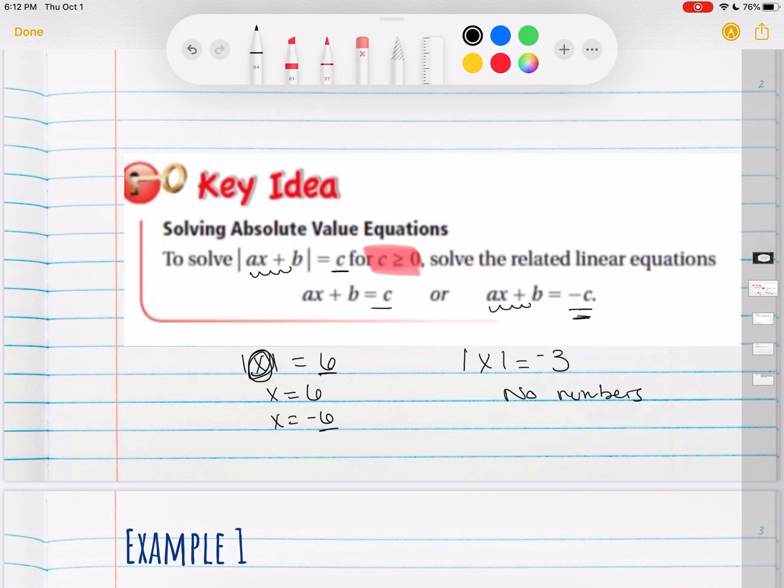So if you ever get an absolute value equation where one side is equal to a negative number, right, the absolute value of something is equal to a negative, your answer is automatically going to be no solutions. You don't even need to work to solve it.